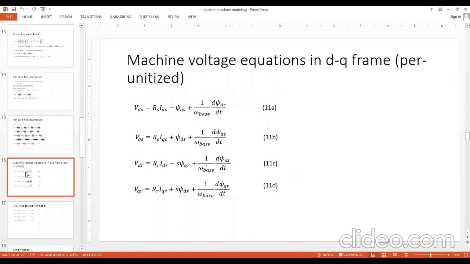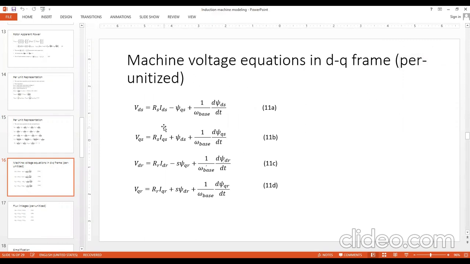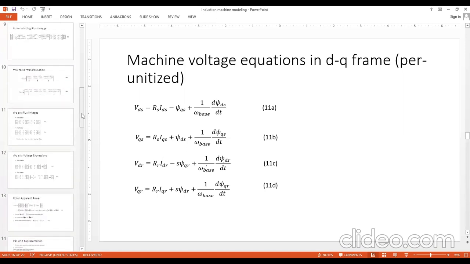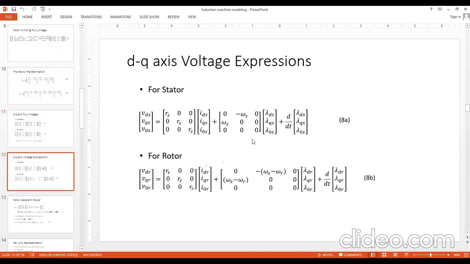So in the per unit DQ frame, there are now two things. One is the ABC frame is transformed into DQ frame. Another one is all the voltage equations and flux linkage equations are now in per unitized form. So once that is done, you will get VDS is RS IDS minus Psi QS plus 1 upon omega base d Psi DS over dt, and VQS is RS IQS plus Psi DS plus 1 upon omega base d Psi QS over dt. These are actually obtained from equation 8a.